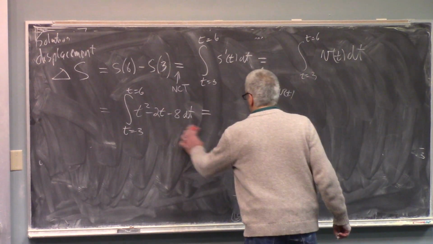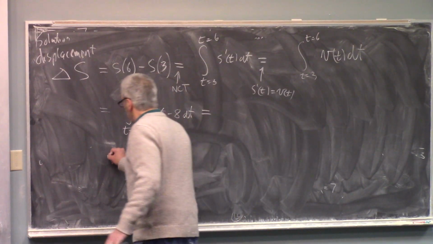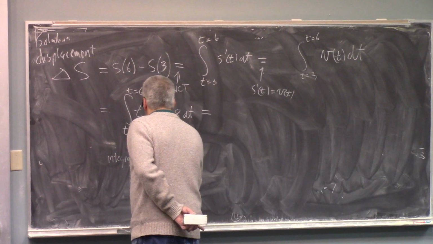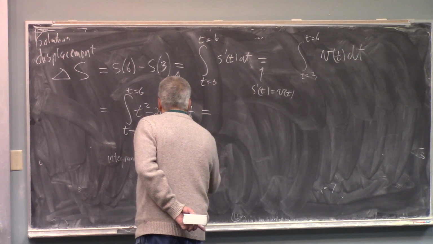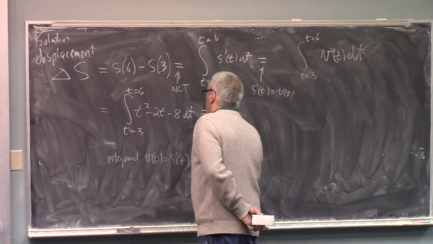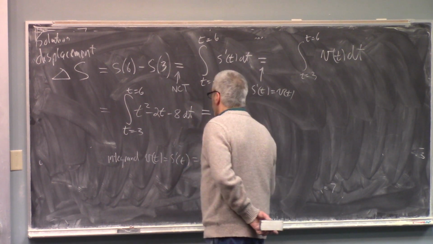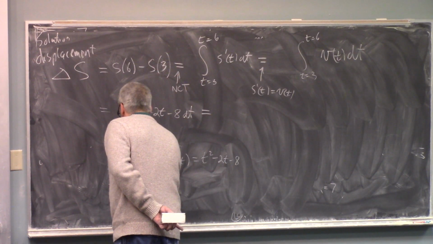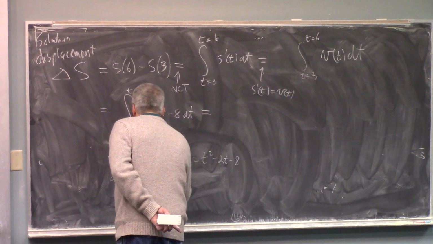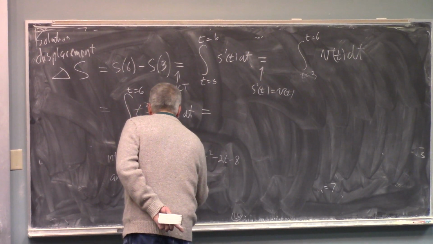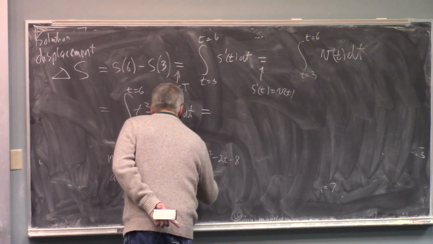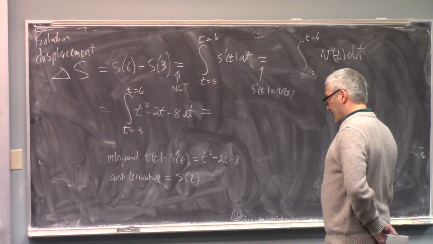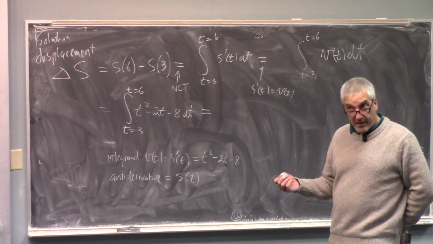Okay, so the integrand is my velocity, which is also my S prime, and that's t squared minus 2t minus 8. So what I need to do is find an antiderivative. I'm going to call the antiderivative S. If the integrand is S prime, then its antiderivative I could call S. Now this is just going to be a particular antiderivative.